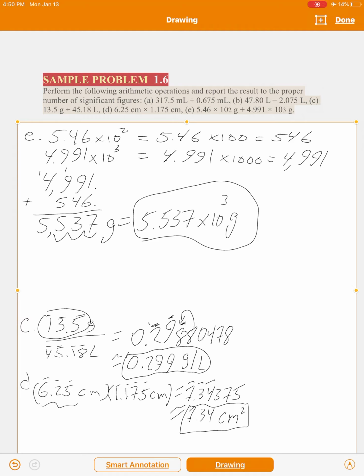This is the sample problem, so practice the practice that comes after it, A and B. Make sure you do the checkpoints and then do some of the end of chapter problems as well.